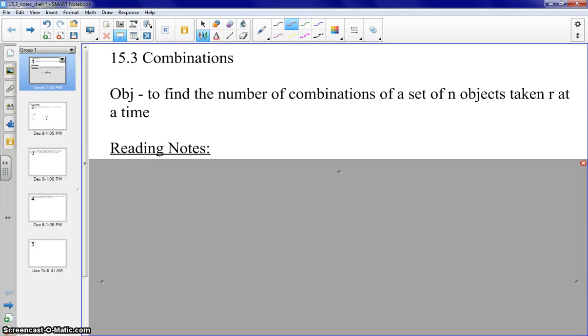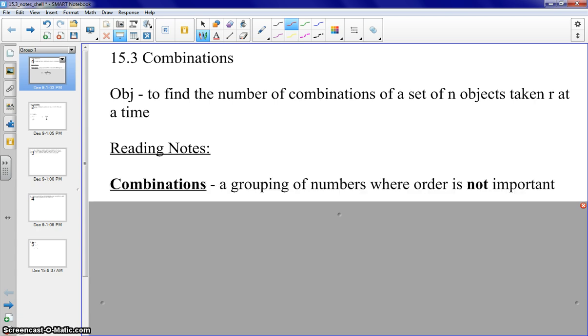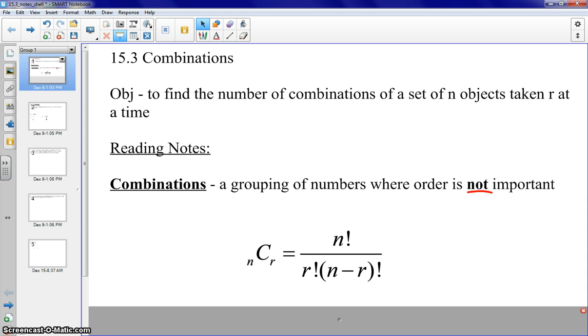Today we're going to discuss section 15.3, combinations. What are combinations? Combinations are a grouping of numbers where order is not important. This is definitely different than permutations. Permutations deal with order, and combinations simply deal with the grouping of numbers where order is not important. So we call this the combination of n objects chosen r at a time.